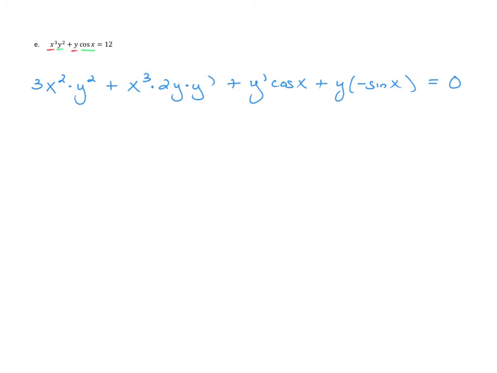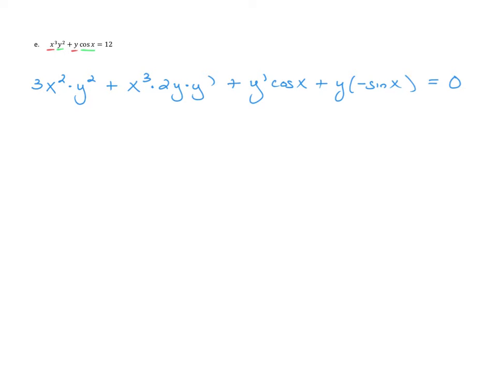I'm seeing a couple more products in here. So like I have an x cubed that's being multiplied by a y squared and a y multiplied by cosine of x. Starting with the x cubed y squared, the derivative of x cubed is 3x squared times y squared plus, okay, I leave the x cubed alone, but multiply by the derivative of y squared, which is 2y times y prime. Okay, then I add on to that. I take the derivative of the y, that's y prime. I leave the cosine of x alone. Then I leave the y alone, but multiply by the derivative of cosine of x, which is minus sine. And the derivative of the other side is simply 0.